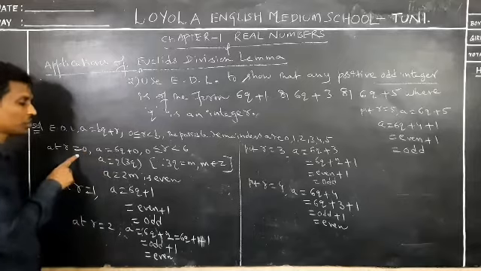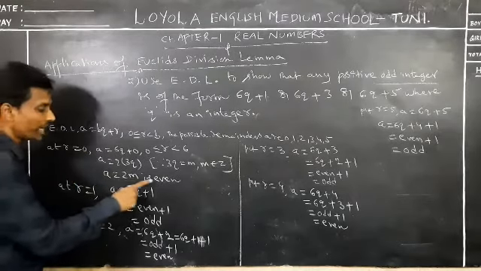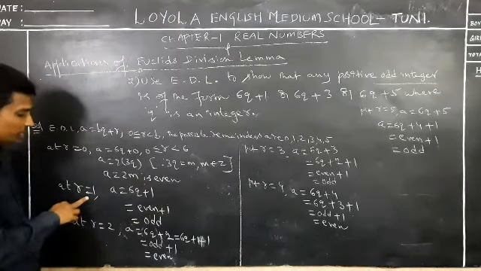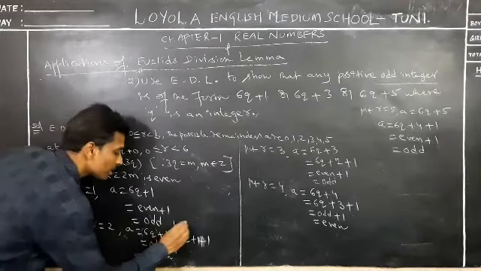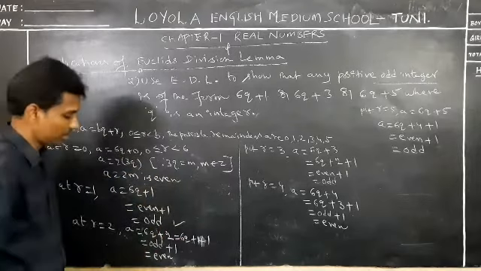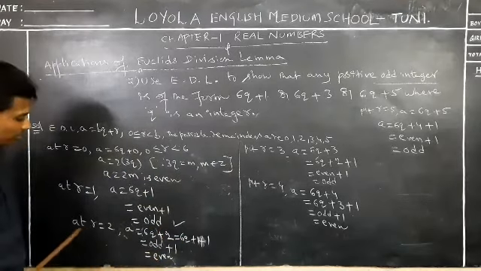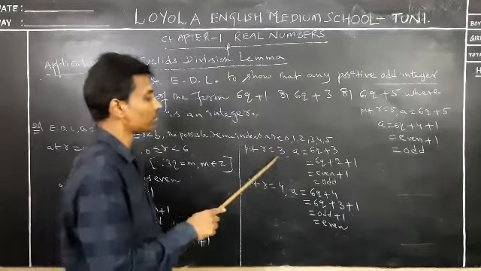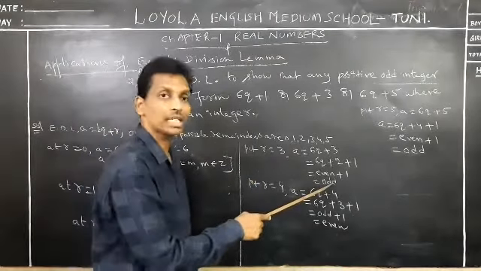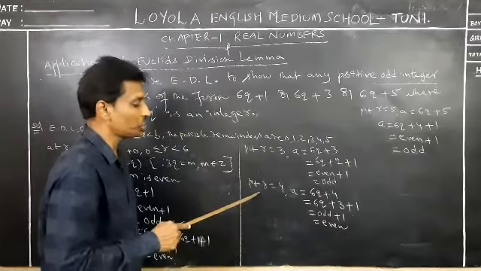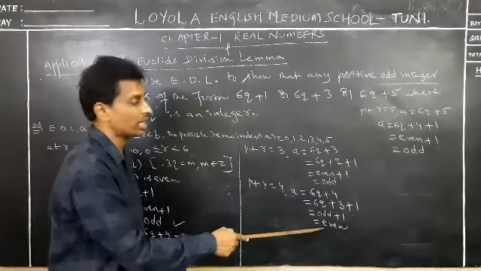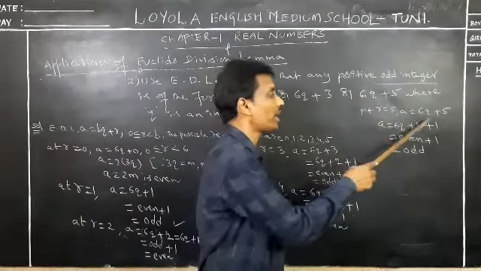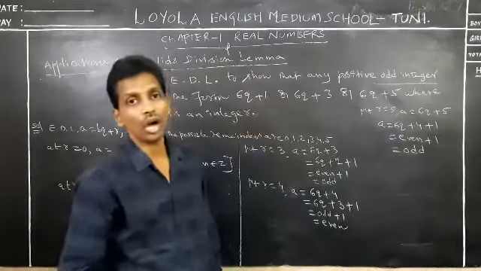When we substitute remainder 0, we get an even number. So, this is no use. When we substitute r is equal to 1, we get odd. When we substitute r is equal to 2, the result is an even number. When we substitute r is equal to 3, we get an odd number. When we substitute r is equal to 4, we get an even number. And by substituting r is equal to 5, we get the value of 6q plus 5 is also an odd number.